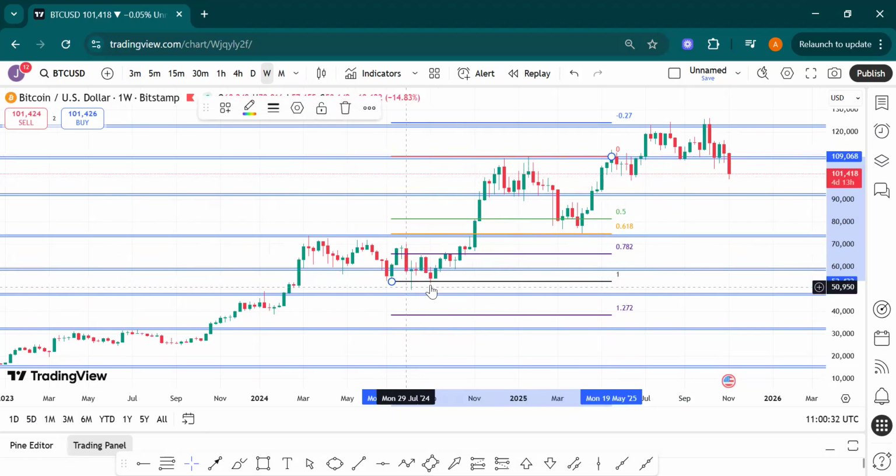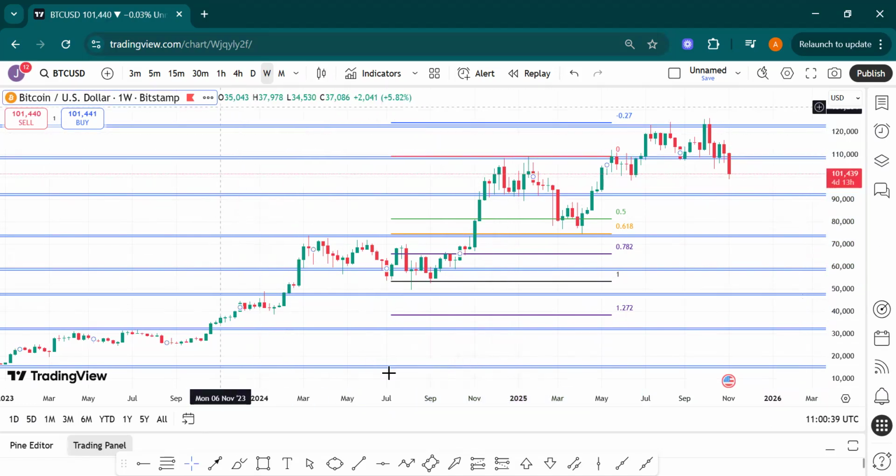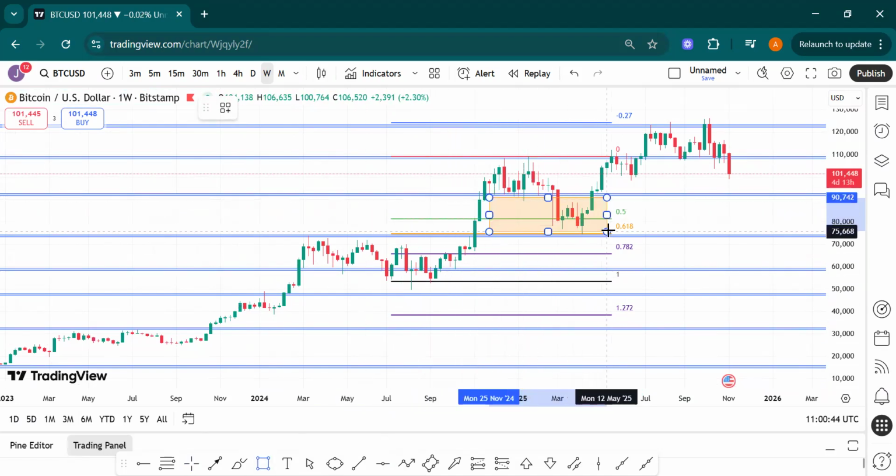So where did price retrace to? When it made another impulsive move, we can see that price returned again to this particular area, which is what? The area between the 0.5 and 0.618 for the second time.